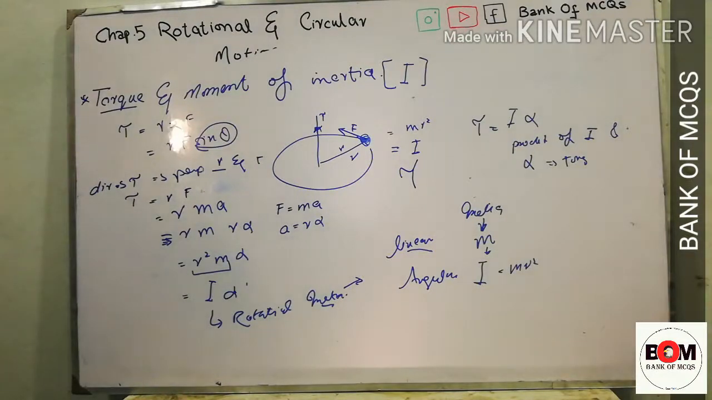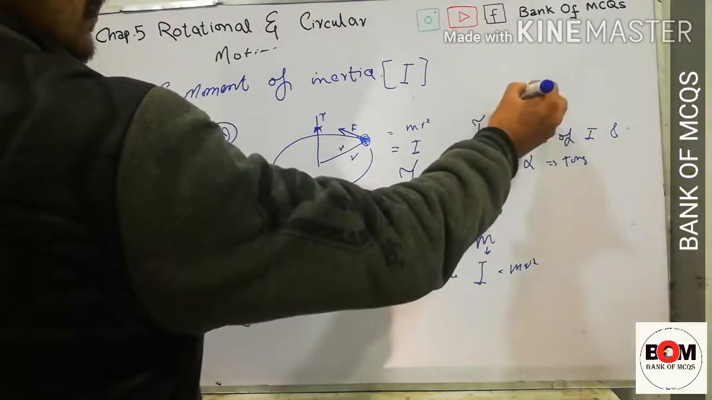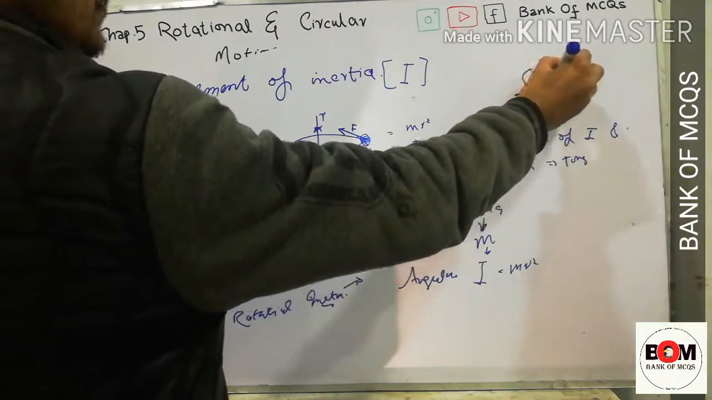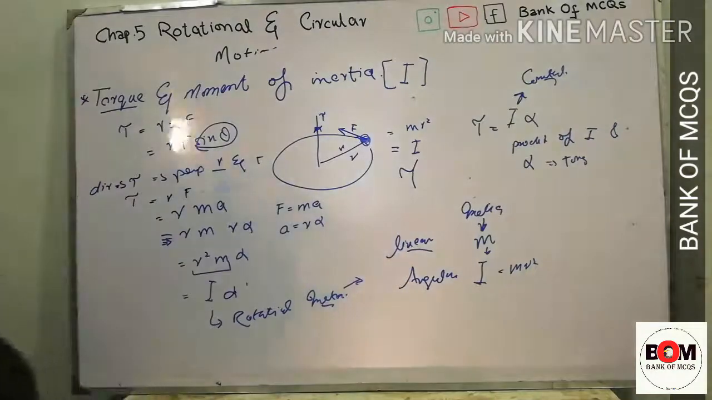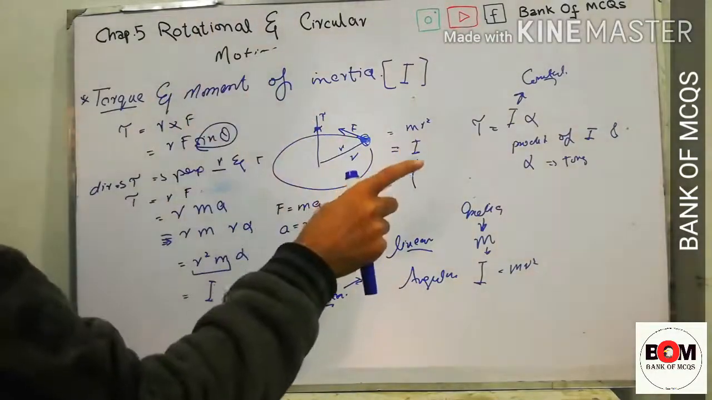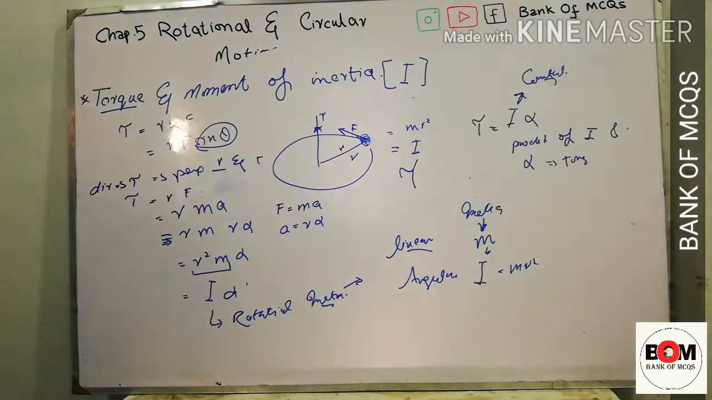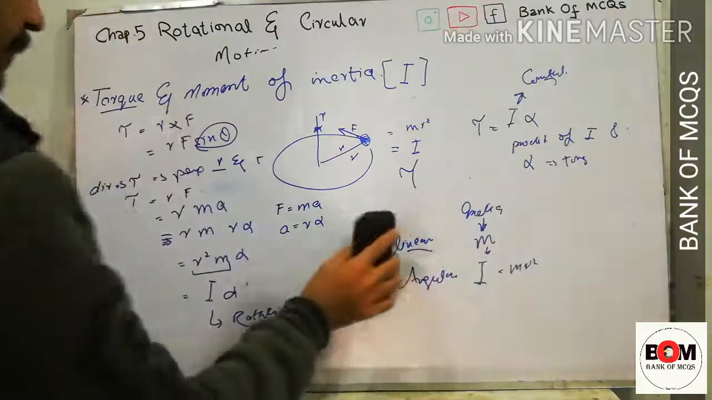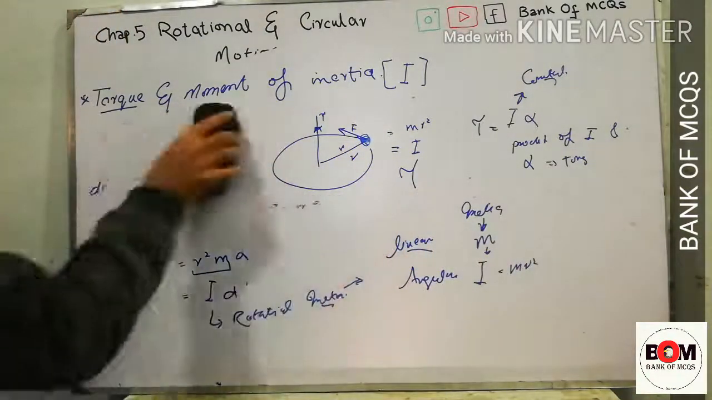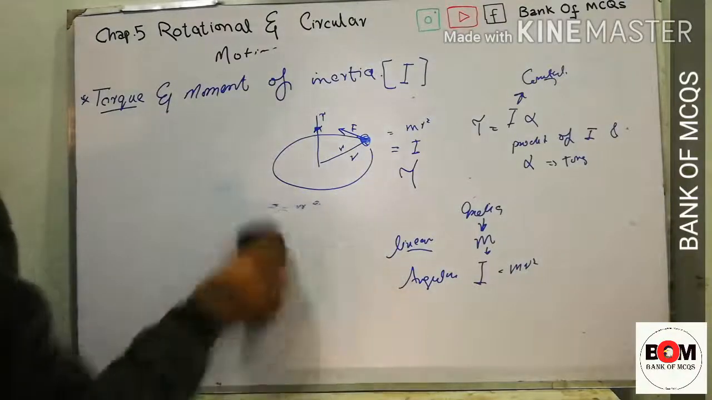But here the point is to remember it: for some bodies this I is constant. It is constant for a single body, and for different bodies it has different values. For example, I would like to remove it or clear it.